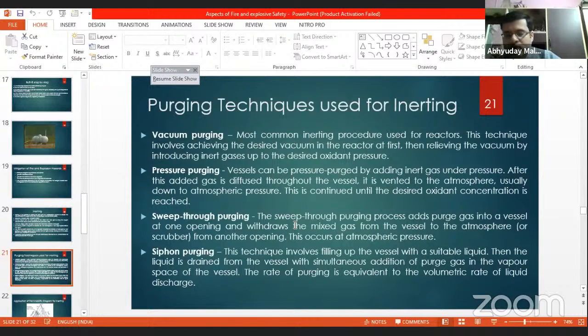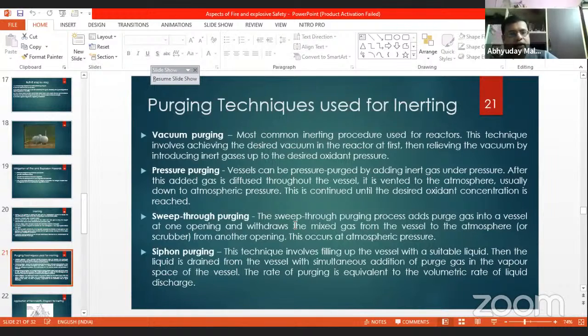Then, because we cannot carry out the reaction in the vacuum, we need to repressurize this reactor, but not with air, but with an inert gas. That means we relieve the vacuum by introducing inert gas up to the desired operating pressure. For example, if you have a reactor vessel which is originally at 1 atmospheric pressure, when you connect the vacuum pump to that, suppose you reach a vacuum of up to 200 millimeter mercury. Then after you have achieved this vacuum, you transfer some amount of inert gas into the reactor vessel so that the pressure again rises from 200 millimeter mercury up to the desired pressure, which is safe for my chemical reaction to occur. So this is vacuum purging.